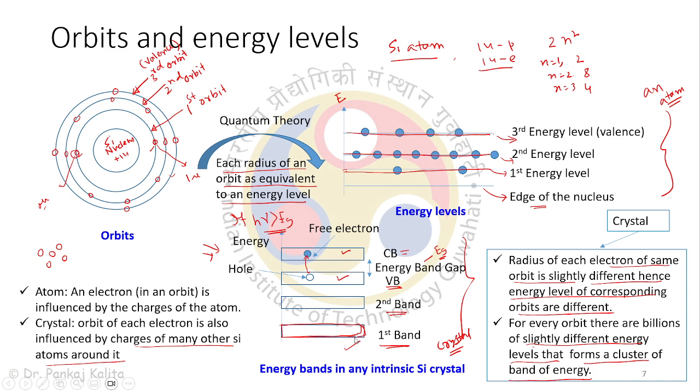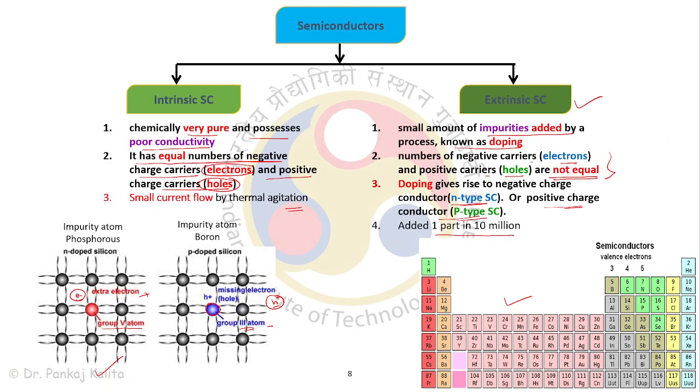That's why we have an energy band, not an energy level: the first, second, valence band and conduction band. For every orbit there are billions of slightly different energy levels that form a cluster, a band of energy, which is why we use terms like valence band and conduction band. Now, semiconductors can be classified into intrinsic and extrinsic types. Intrinsic means very pure, without any doping, where equal numbers of electrons and holes are there. In the extrinsic type, impurities are added, so it has been doped.